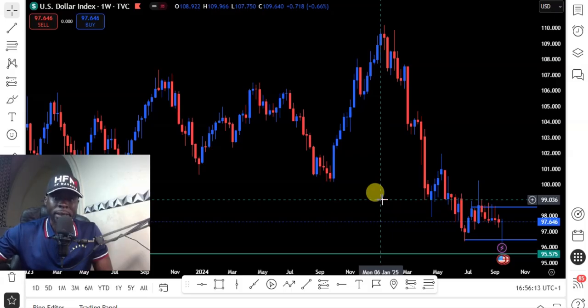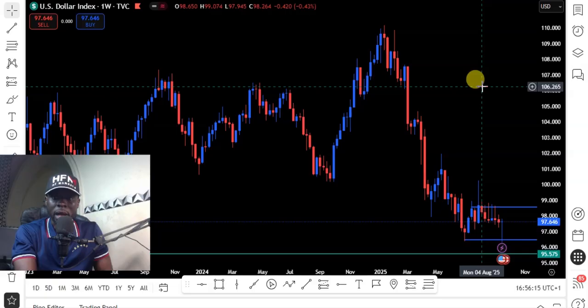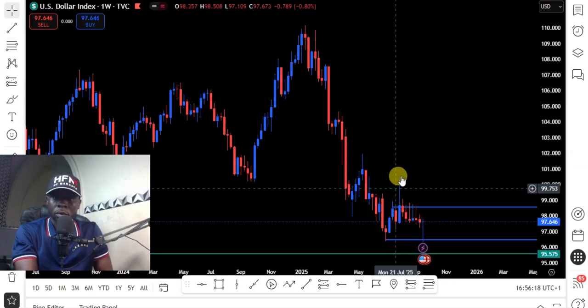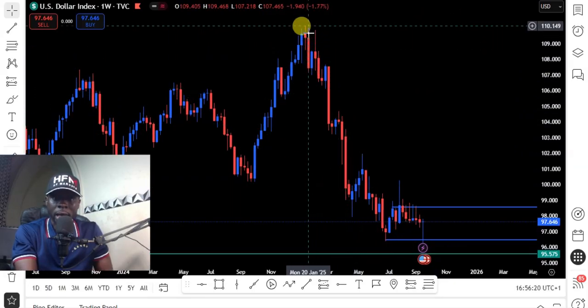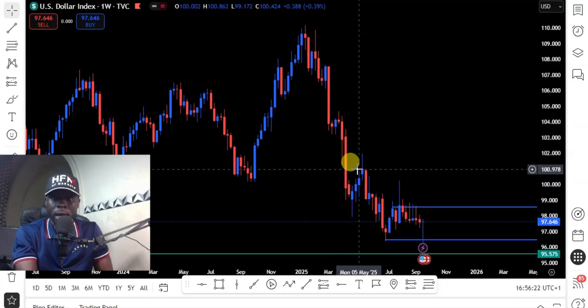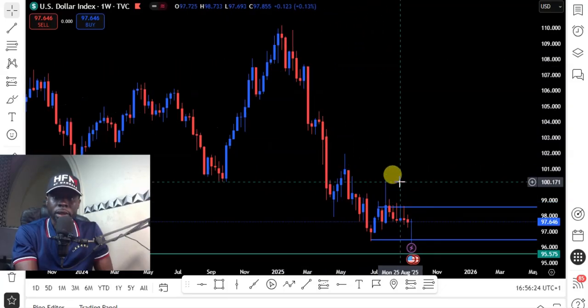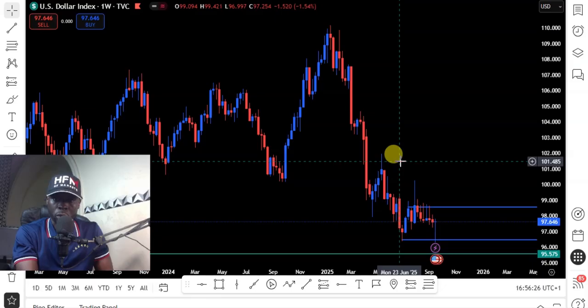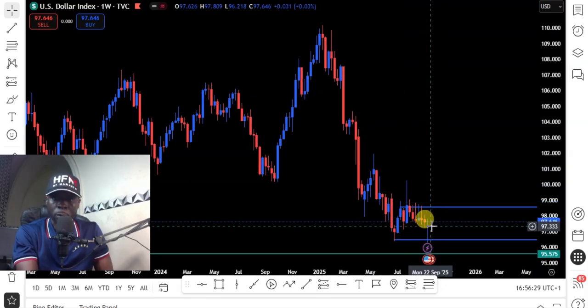The dollar index on my daily chart still has a downtrend structure. We have this downtrend structure, which has a higher high, then lower high, lower high, lower high, lower high, lower high, which indicates we have a downtrend structure. Then last week price closed on the support level.